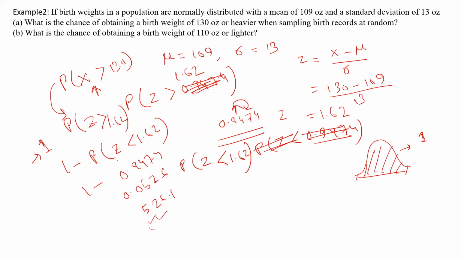This is a probability, or you can say percentage as well. So again, the second question: what is the chance of obtaining a birth weight of 110 or lighter?